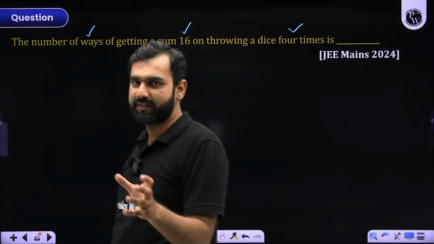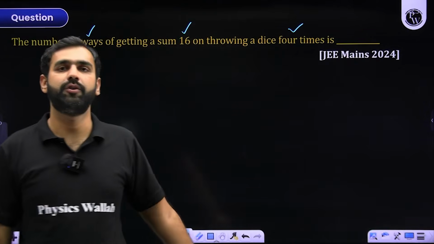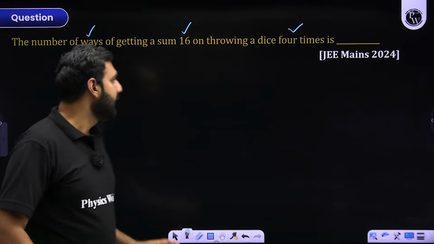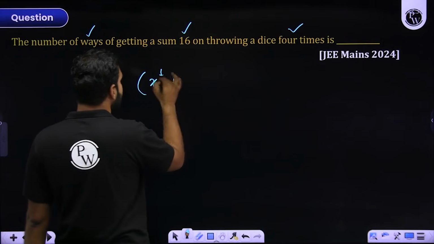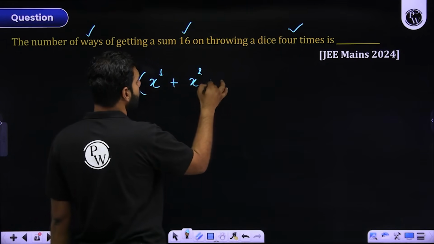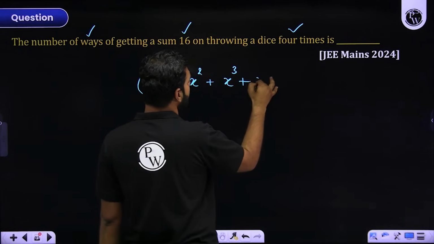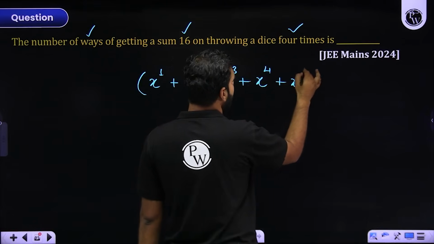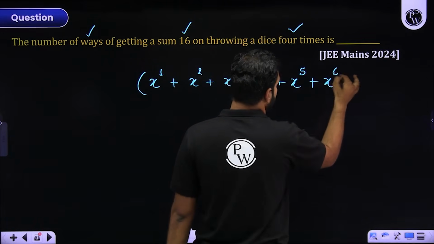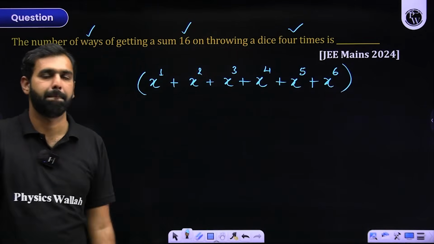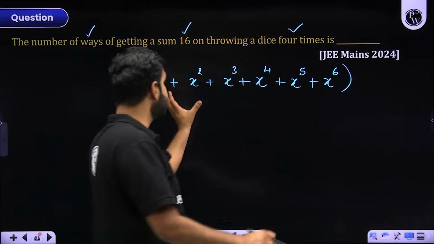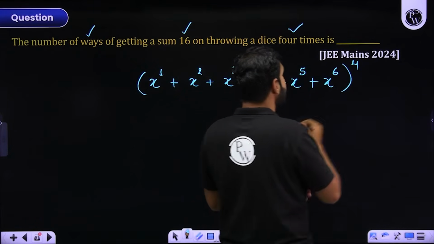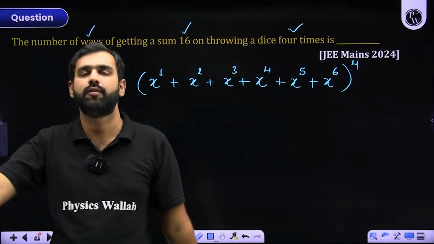Then what is the method? What is the idea? The multinomial theorem comes into the picture. How should we use it? Let me create the sample space like this. On a dice, I can have either 1 or 2 or 3 or 4 or 5 or 6 as an output. Now, the same dice is thrown 4 times, so this will appear basically 4 times.